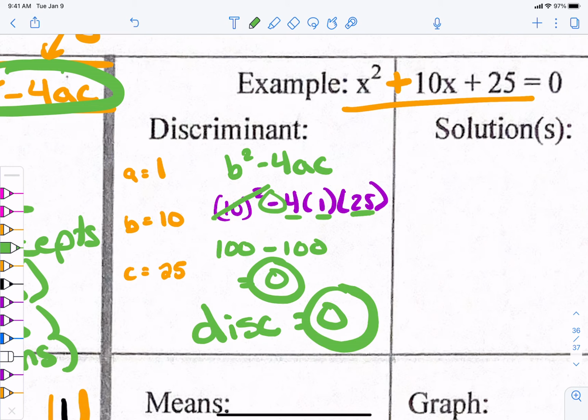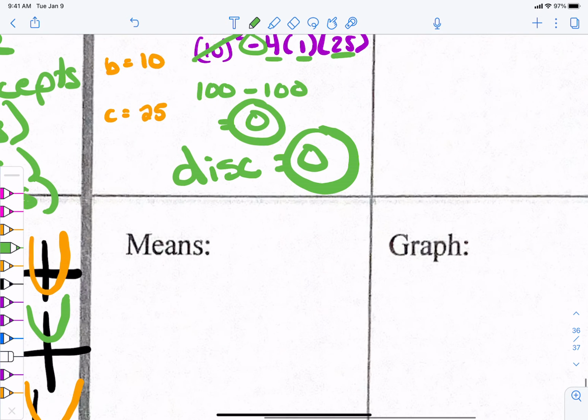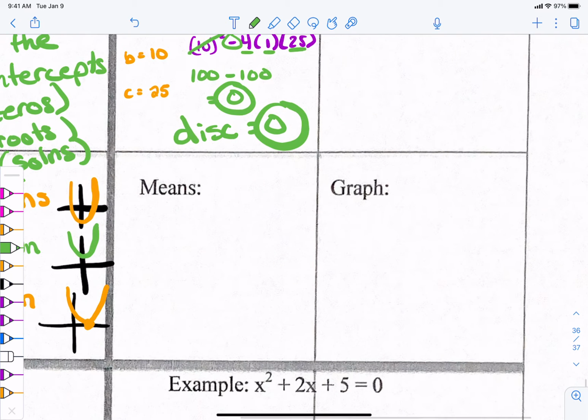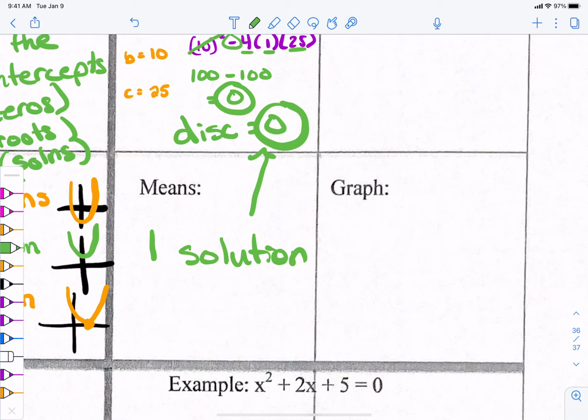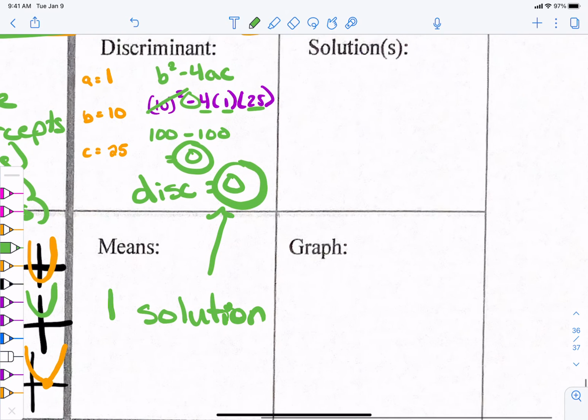The discriminant is 0. Okay, now let's talk about what that means down in the box right below it. What does it mean if our discriminant is 0? One solution. We're only going to have one solution. Or you can abbreviate solution SOLN. I don't care. One solution. It's going to have one place where it touches, okay?